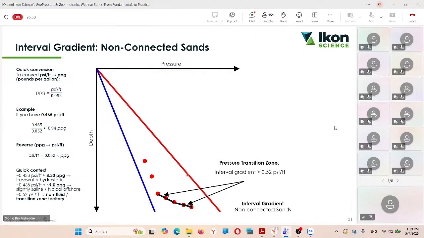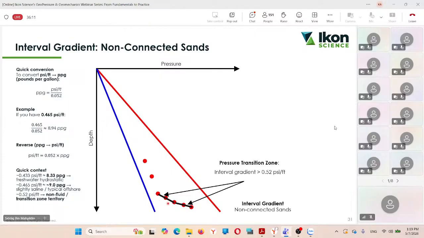So if you have non-connected sands, because sometimes sands are not connected, things change a little bit. When we have non-connected sands, basically the fluid cannot equilibrate properly like when we have clean connected sand. So instead of a clean gradient, you will get a steeper gradient, an abnormal trend.